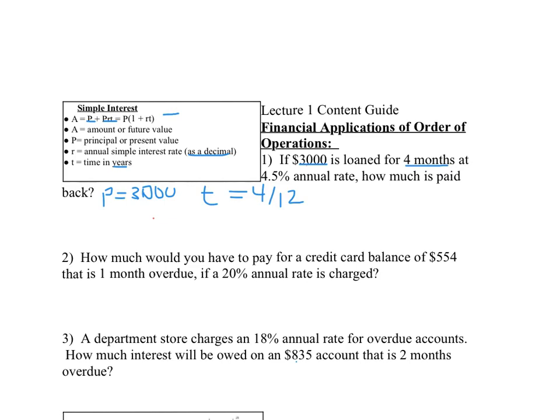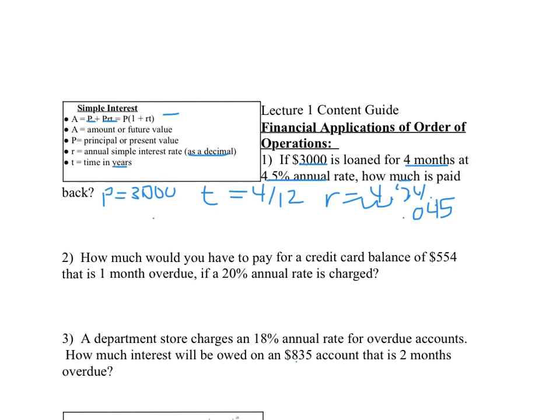We are then going to look at the 4.5% annual rate. So our rate equals 4.5%. Now, we are looking for the percent as a decimal. So we're going to have to move the decimal 2 places to the left to turn our percent into a decimal. So this is going to give us 0.045. Now we have everything we need to plug into our formula.